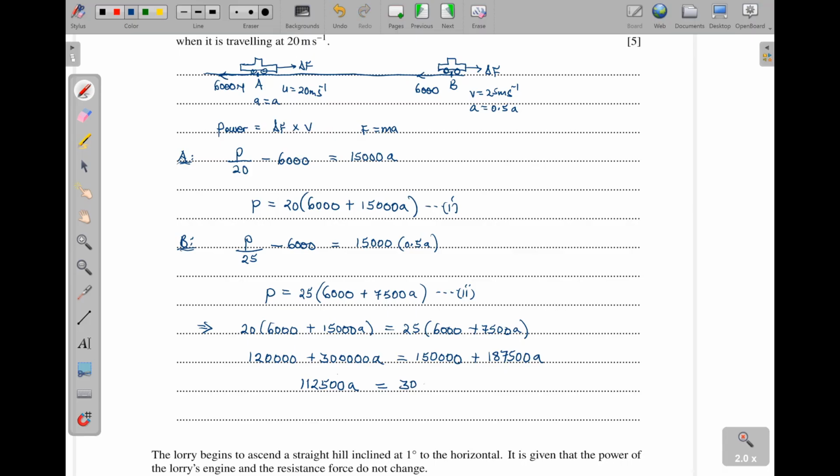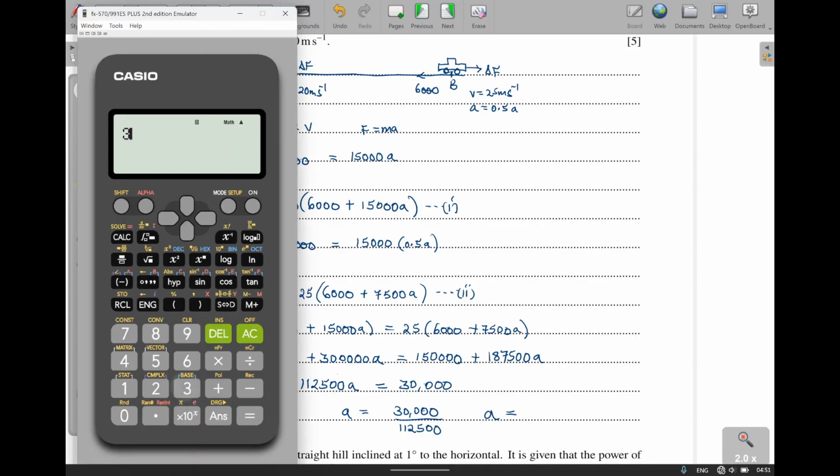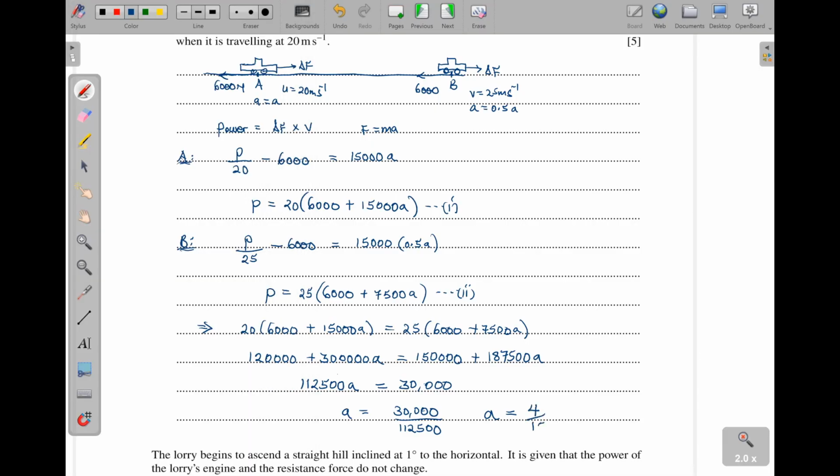So meaning acceleration is going to be equal to 30,000, then we divide by 112,500. So what do we get here? 30,000 divided by 112,500 gives us 4 over 15. So 4 over 15 meters per second squared. Since this one is not a terminating decimal, I can choose to leave it there.